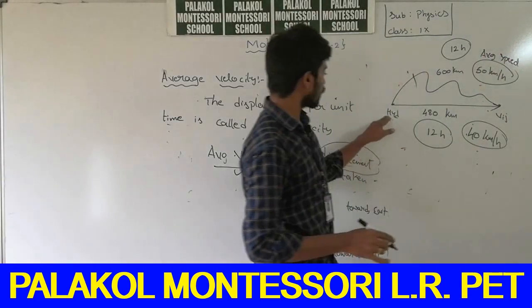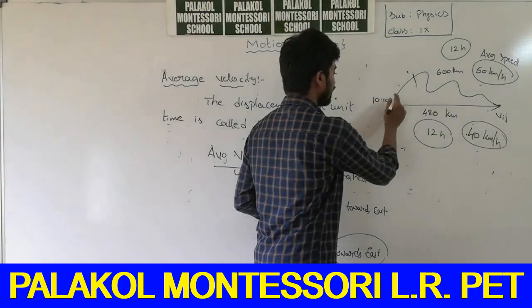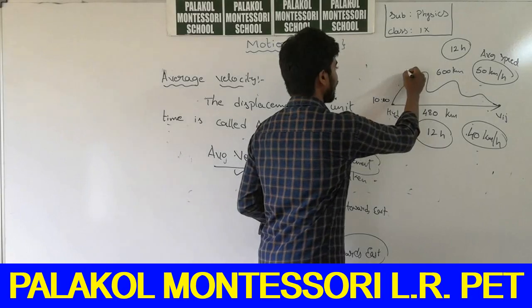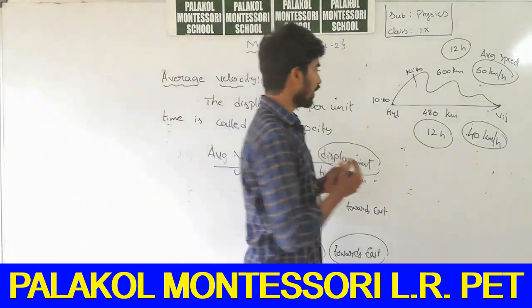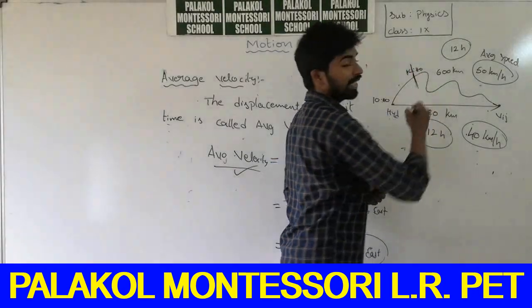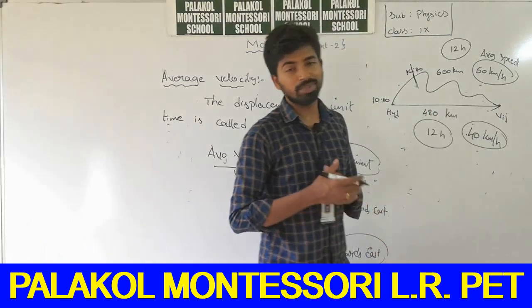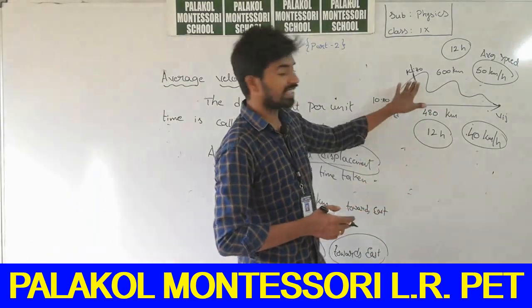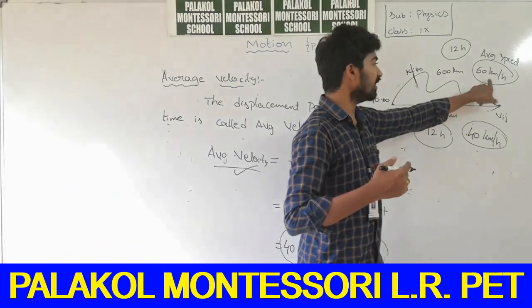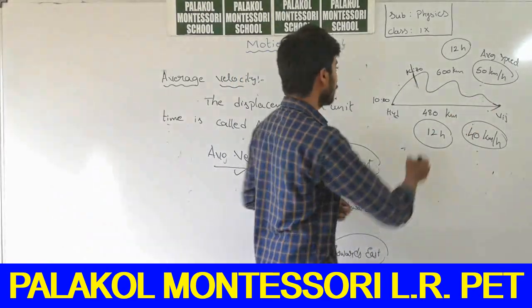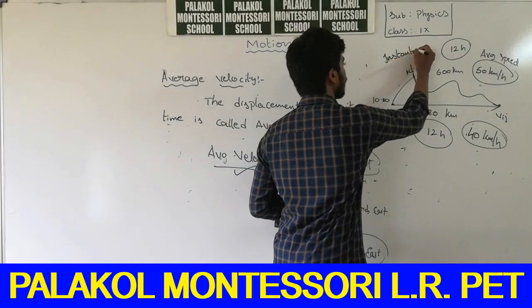For example, you started from Hyderabad at 10 o'clock. Exactly at 10:30, what is your speed? That speed is called instantaneous speed. It may not be equal to 50 kilometers per hour. So at a particular instant of time, your speed will be different from the average speed. That speed is called instantaneous speed.